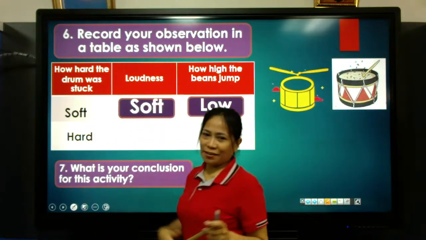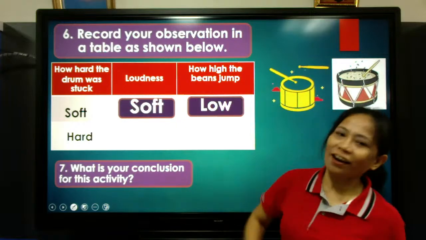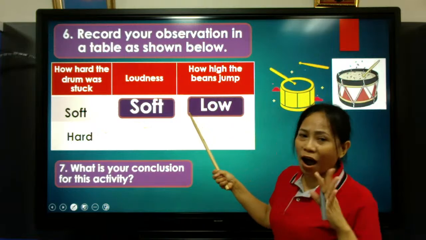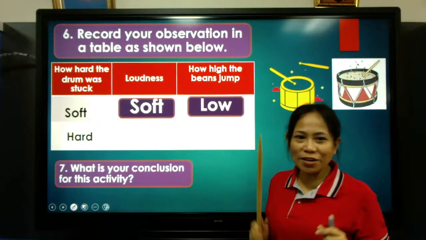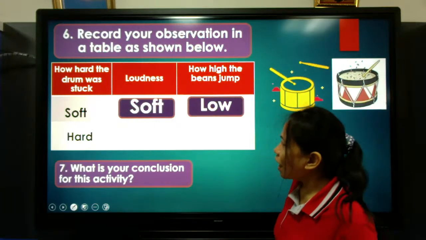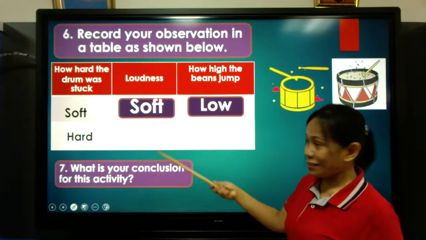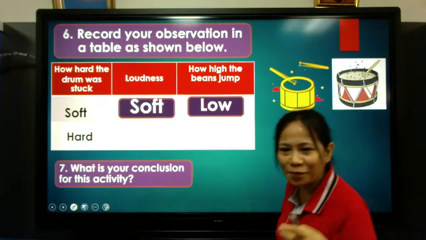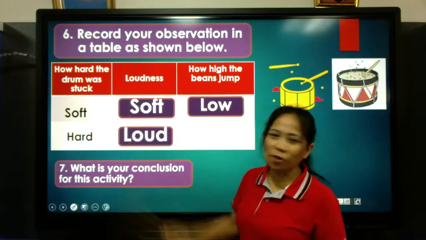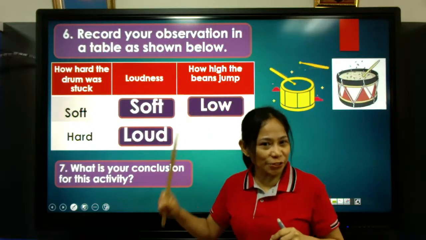Number 2. This one, hard hitting or striking of the drum. You need to strike with all your effort, really hard, and then you see the candy, right? Okay, so how can you observe or describe the loudness produced by the drum when you strike it hard? What is the answer? In soft, it's low or soft. In hard hitting, striking of the drum, you say high. Okay, so it's really loud, right? Compared to soft, it's louder, very loud. The more energy you exert, the louder you heard, right?